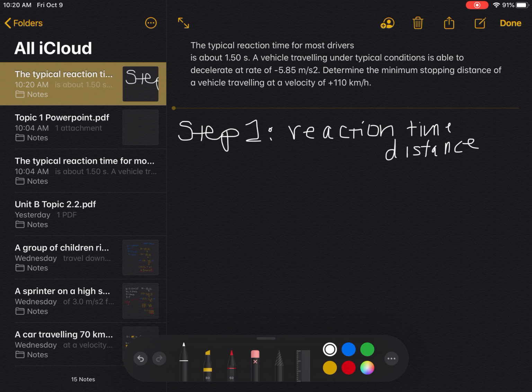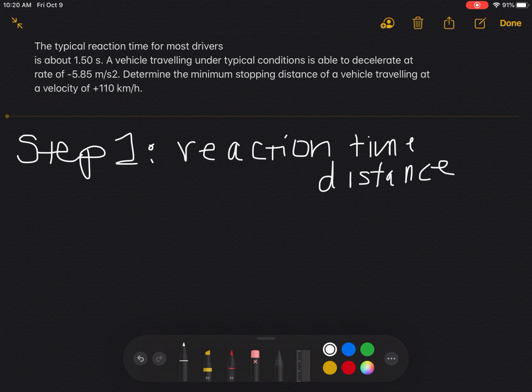So step one is the reaction time distance. If you look back at the slide before this, we're looking at the reaction time distance. So that's what we want to find out. And when we're reacting, we should be going in a uniform motion. So we should be using d over t, or v is equal to d over t. All right, that's the formula that we're going to use. We need to rearrange it so that we have distance, because we're looking for the distance we traveled during our reacting. And to do that, we would get velocity times time.